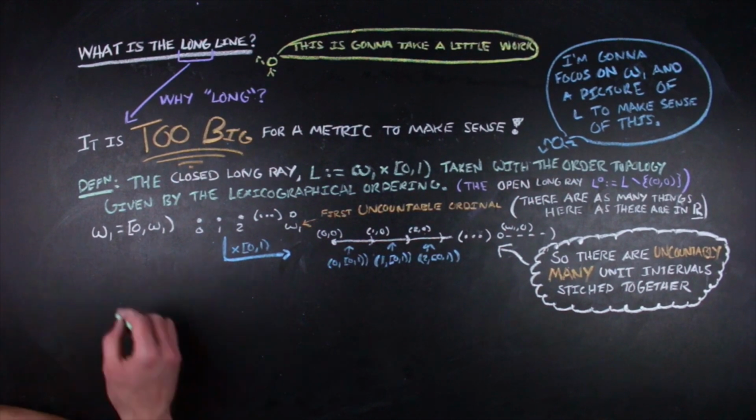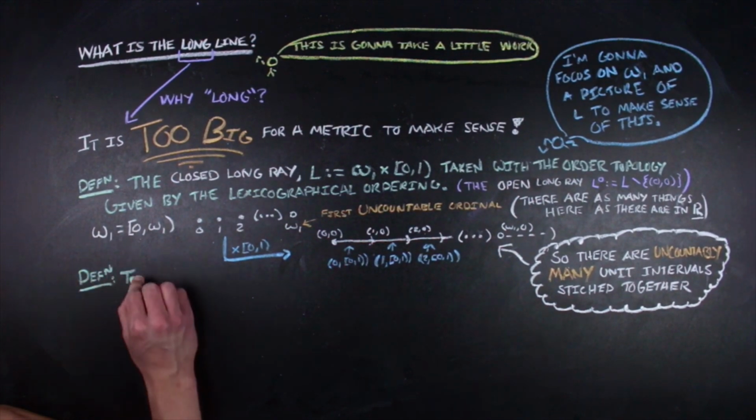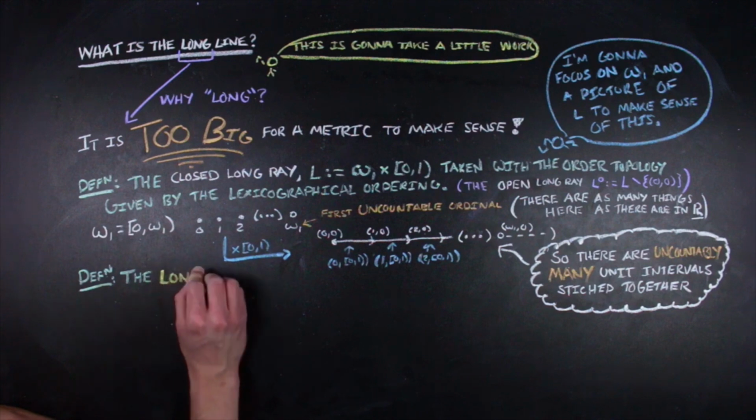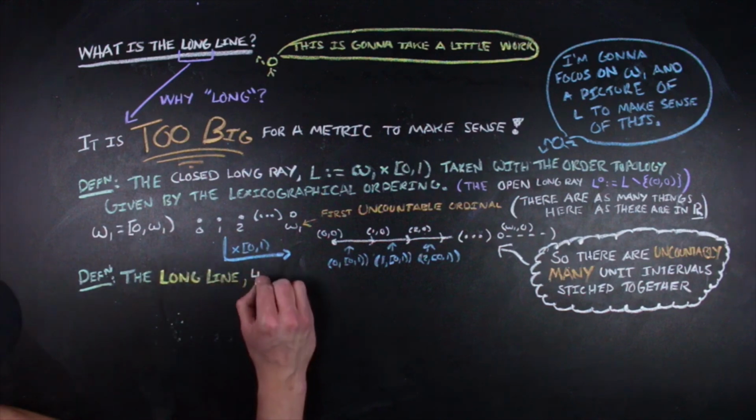Now that we have the long ray defined and we have a visual for what that looks like, we can go ahead and define the long line as this LL thing. I'm using the two intersecting L's because it just felt good to do LL for long line. But I've also seen it as blackboard bold L, like this. I'm not really sure what is considered the common notation for the long line, but I'm just going to use the double L thing because it makes me happy.